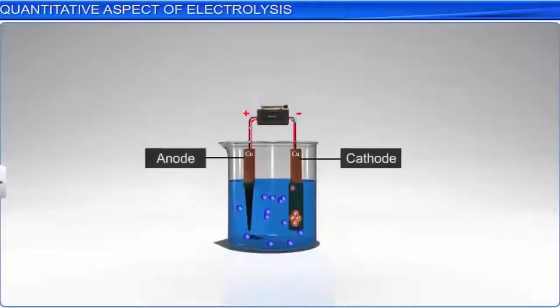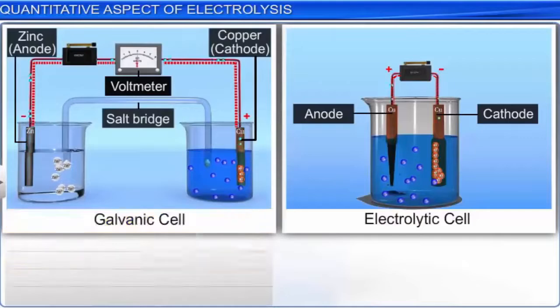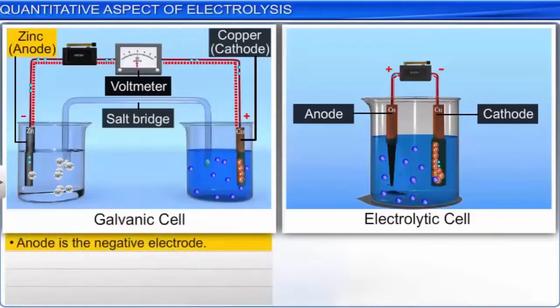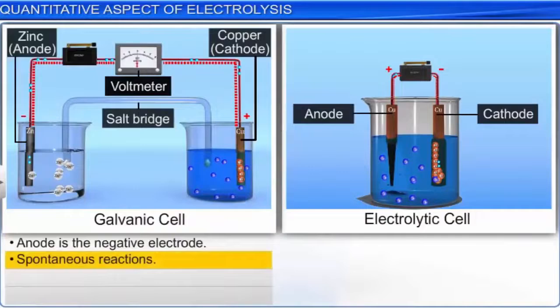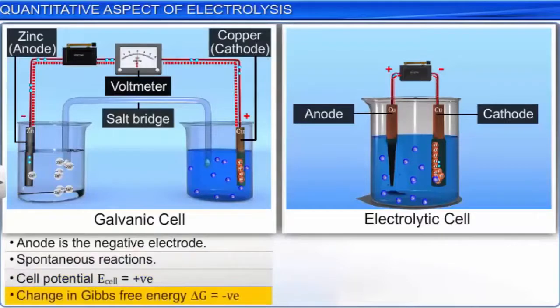Students often find it difficult to remember the difference between galvanic and electrolytic cells. In galvanic cells, the anode is considered to be the negative electrode, and reactions are spontaneous. The cell potential is always positive, and the change in Gibbs free energy is negative.